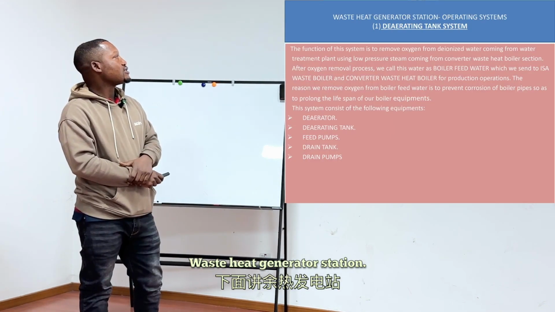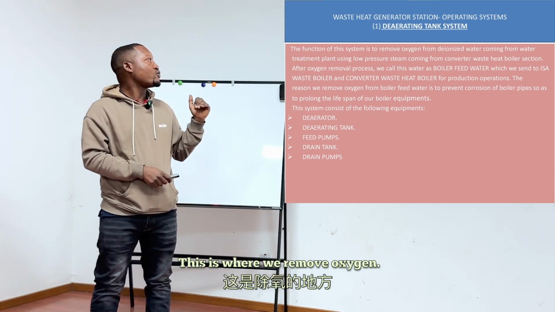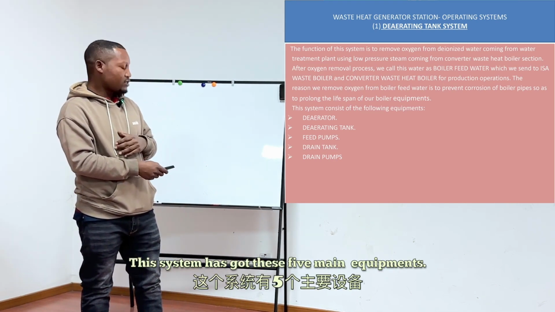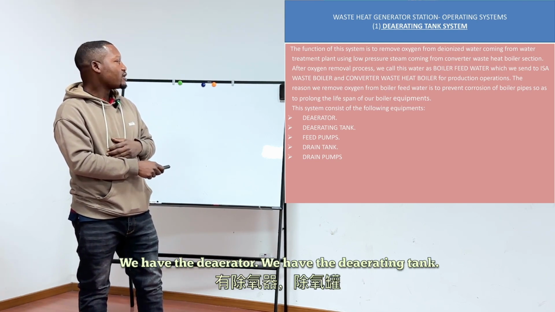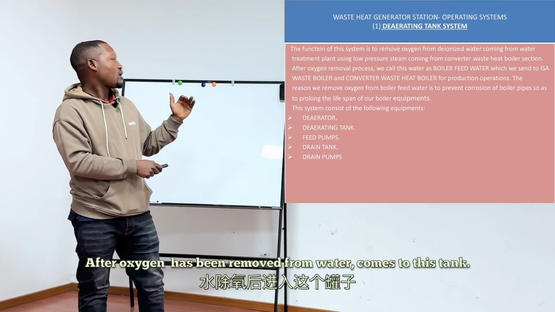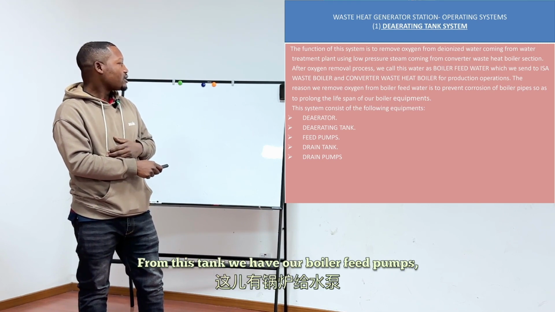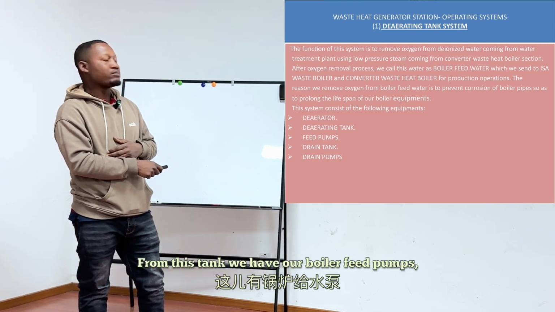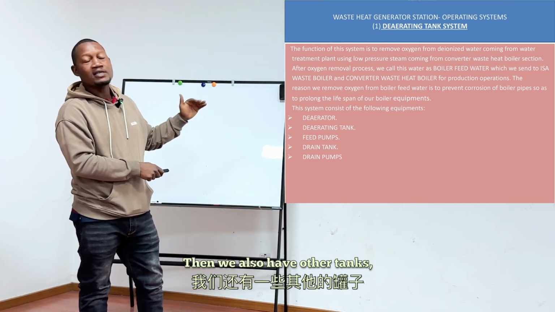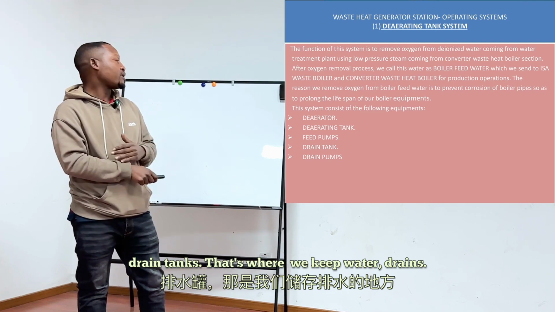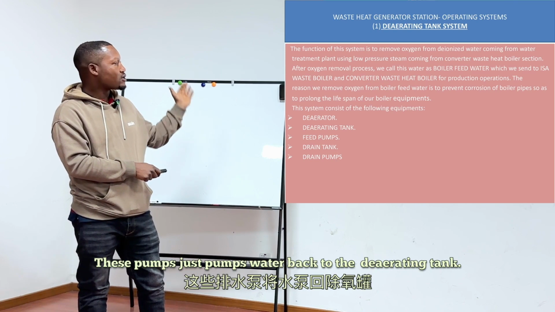At the waste heat generator station, one of the systems is the deaerating tank system. This is where we remove oxygen. This system has 5 main equipments. We have the deaerator, and we have the deaerating tank. This is the storage. After oxygen has been removed from water, it comes to this tank. From this tank, our boiler feed pumps, our hearts, pump water to the ISA boilers. Then we also have other tanks, drain tanks. That's where we keep water drains. Then we also have drain pumps.